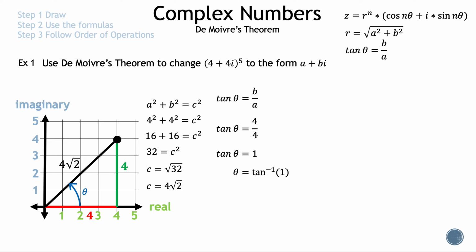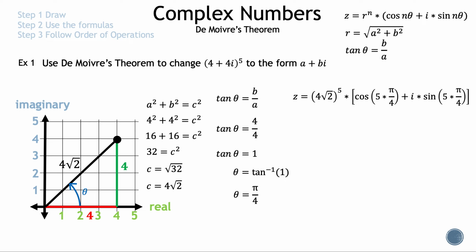Let's take the inverse tangent on both sides. So theta is equal to tangent inverse of 1. And tangent inverse of 1 is pi over 4. So now we know our argument. That is why having the unit circle is handy. Now we can use de Moivre's theorem. So let's substitute 4 square root of 2 for r and pi over 4 for theta.